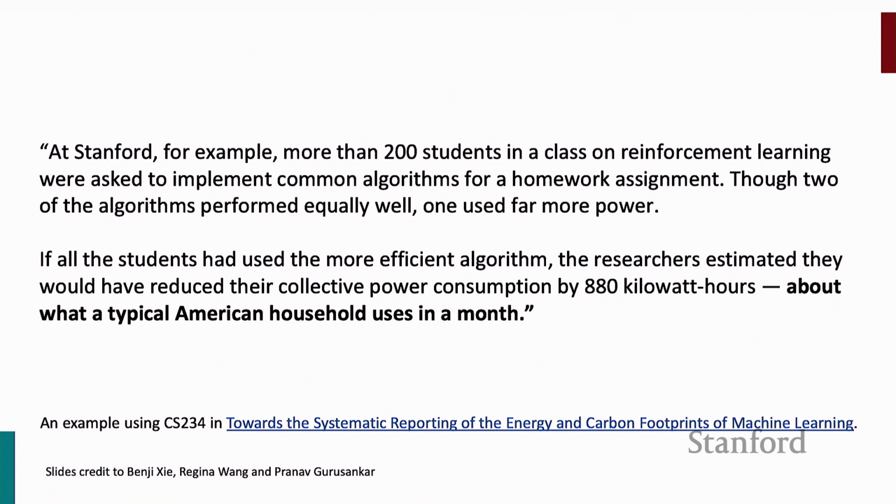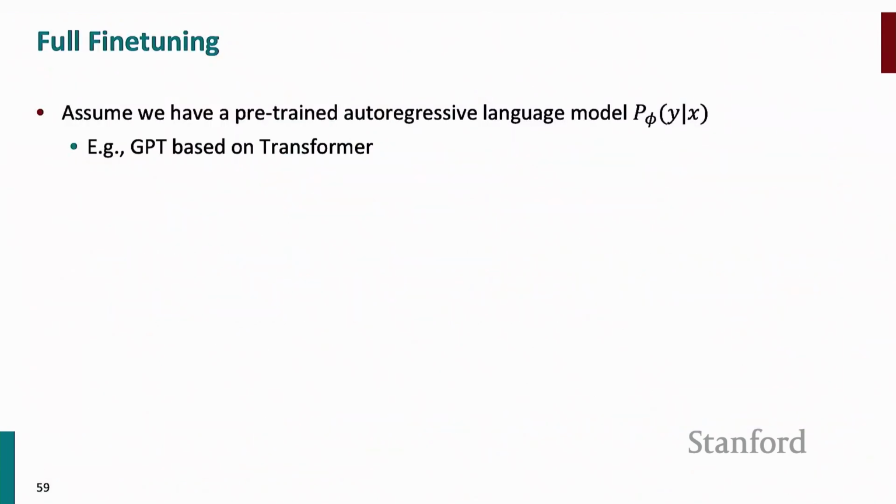Okay, so these are all reasons to think about efficiency and how you can fine-tune your models with fewer resources. So let's jump back into parameter-efficient fine-tuning. Let's start by recapping what full fine-tuning is. Any questions so far about any of this? Okay. So let's recap full fine-tuning.